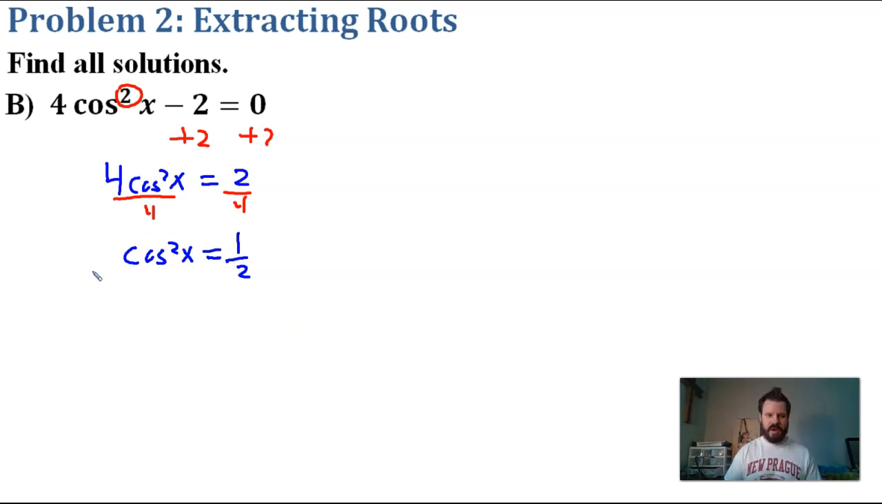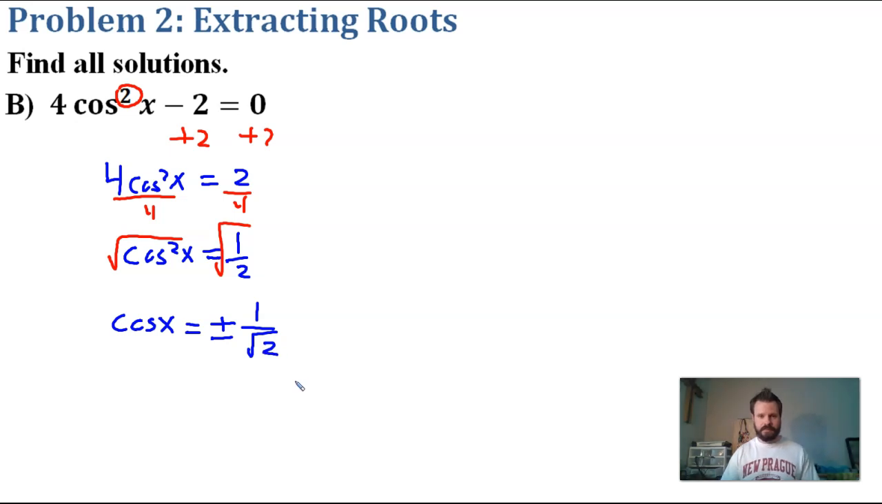And finally, we'll extract the root. We'll take a square root on both sides of the equation, which will leave me with just the cosine x on the left is equal to, don't forget the plus or minus, and we can say 1 over root 2. All right, so there's our simple trig equation to solve.